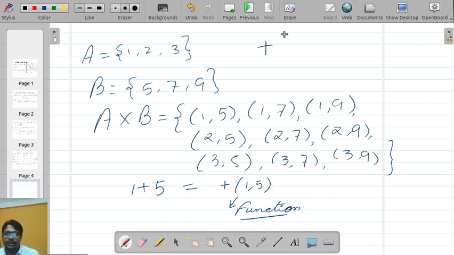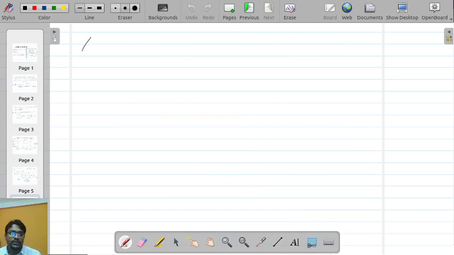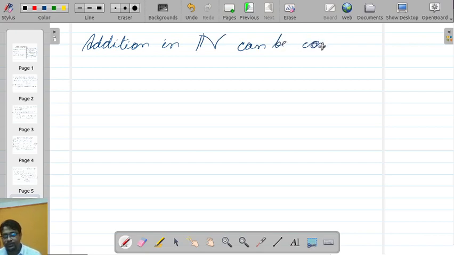Say if I write something like plus operated on 3, 9, this will give us 3 plus 9, that is 12. So we can consider addition as a function. Addition in the set of natural numbers can be considered a function.